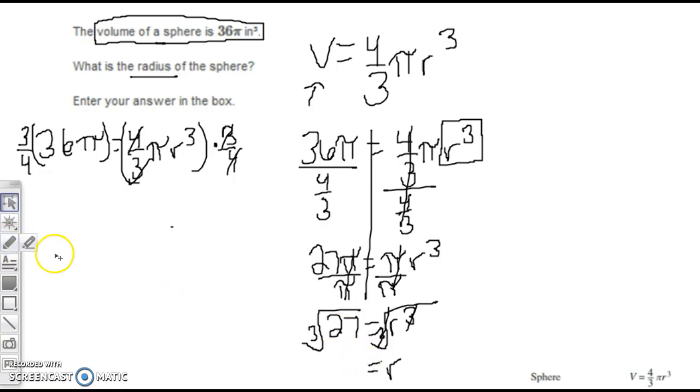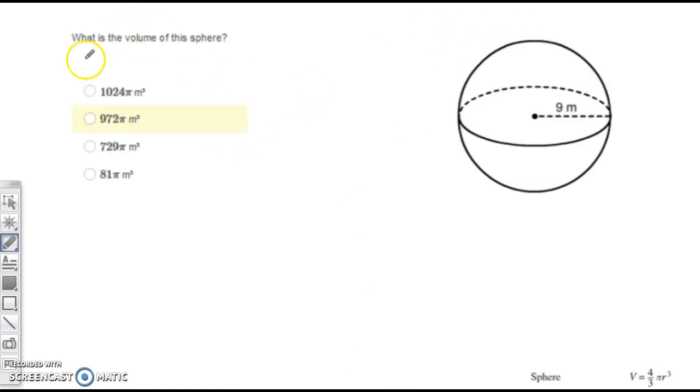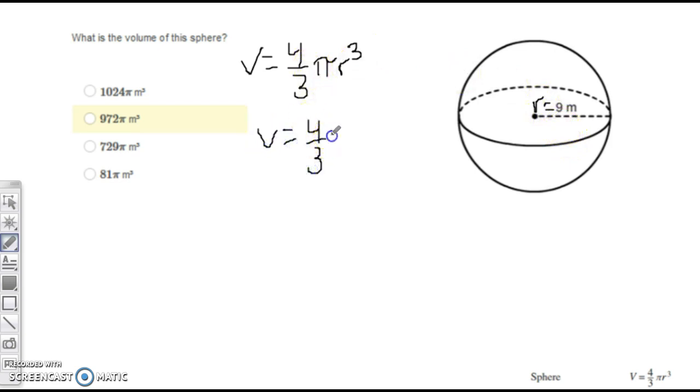All right, so the cube root of 27 we said was 3, which means our radius in this problem is 3. The next one says, what is the volume of this sphere? So we have our volume formula. It's 4/3 times pi times the radius cubed. And over here, it doesn't tell us what the radius is, but the picture shows that 9 is the radius. So we can go ahead and plug that in. 4/3 times pi times 9 cubed.